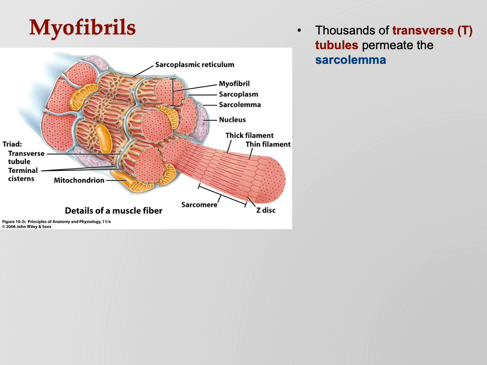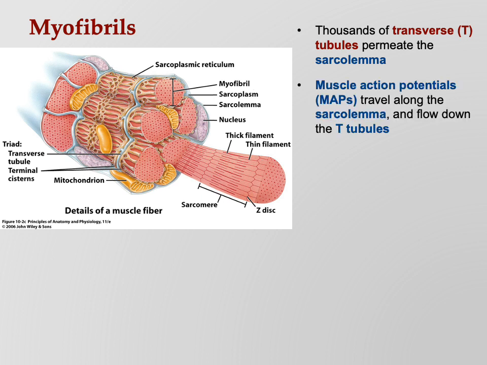So what's the big deal with that? Why do we have that? Well, remember, muscles don't contract by themselves. What causes a muscle to contract? Electricity, all right? So what happens here is that a muscle action potential, an MAP, will travel along the sarcolemma and go down the T-tubules.